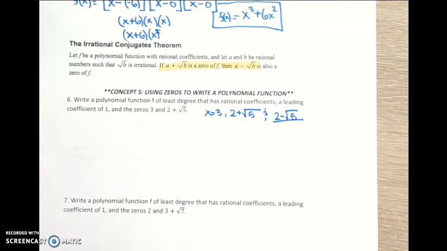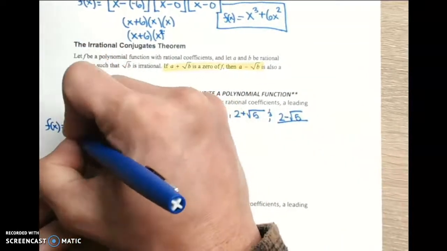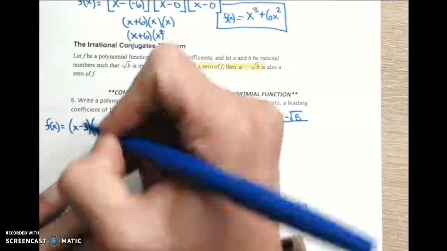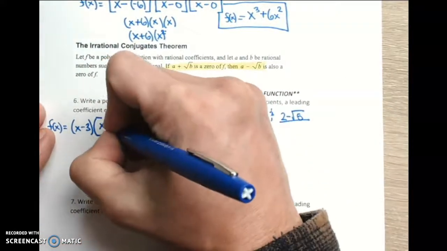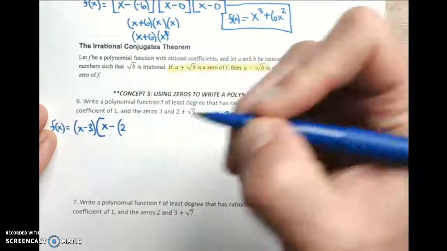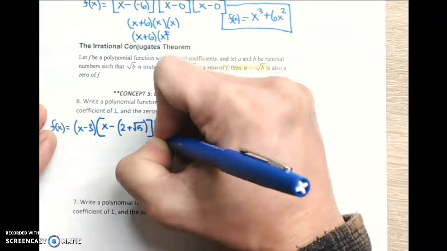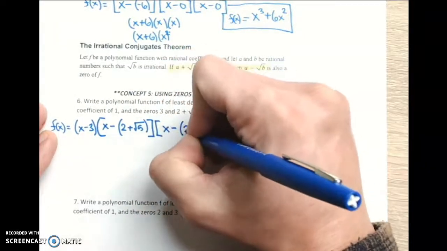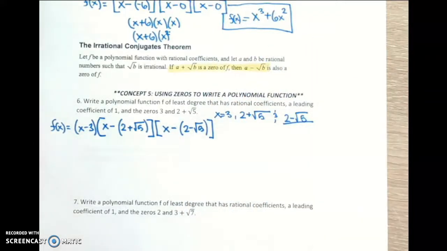Okay, so now what am I going to do? Well, I'm going to put it in factor form. So f of x equals x minus 3, and then I'll use brackets. Okay, so then I have x minus the quantity of 2 plus root 5, and x minus the quantity of 2 minus root 5. Okay, so there we go. Now we need to multiply everything out.